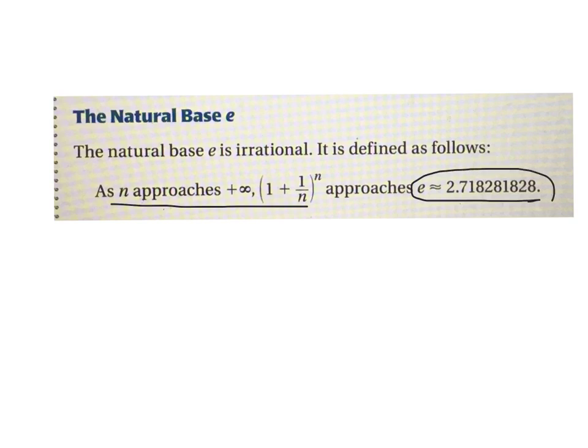E is approximately 2.718281828. Basically, e is a number between 2.5 and 3, 2.71828. It's irrational, never stops, never repeats. That's an estimation for it, hence the little symbol right there. And it comes again from that function.